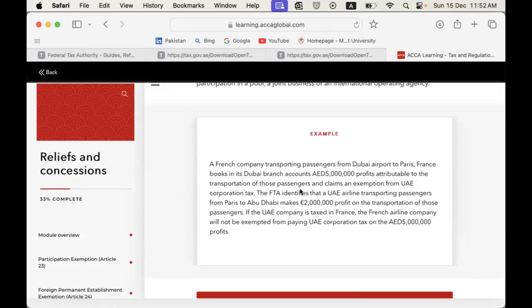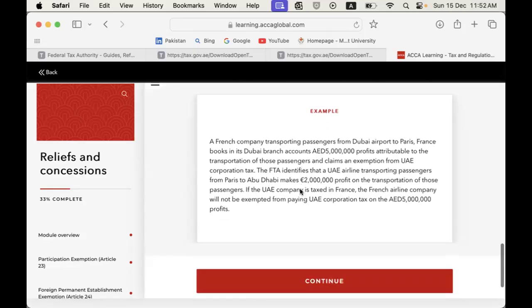If UAE is giving an exemption to the other country's shipping company or air company, the same kind of treatment should be extended by the other country to UAE companies, Emirates Airline or other shipping corporations.